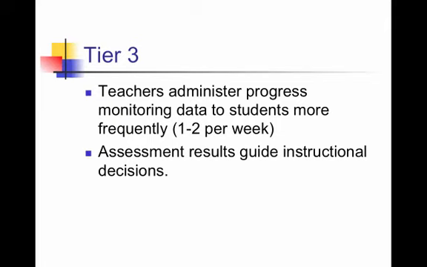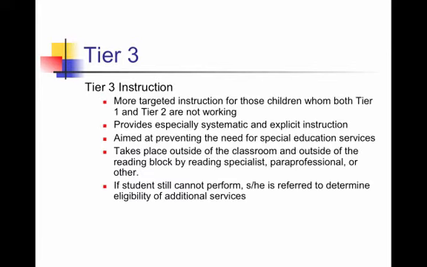Tier 3, in terms of assessment, teachers administer progress monitoring data to students a little bit more frequently. These, again, assessments guide instructional decisions. In terms of instruction, this is even more targeted instruction for those children whom both Tier 1 and Tier 2 are just not working. The instruction tends to be systematic and explicit. It's aimed at preventing the need for special ed services.